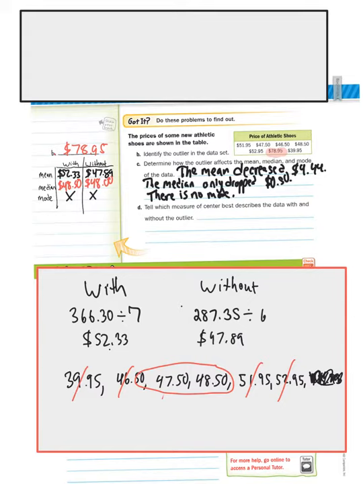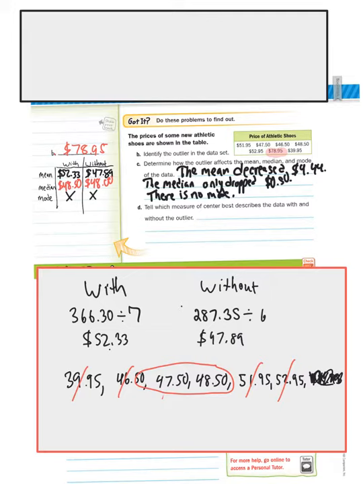So when they ask you how the outlier affects it, just kind of subtract the biggest one minus the smallest one and see how much it changed. So in this case, we see the mean changed the most without the outlier. The median only changed 50 cents and there was no mode.